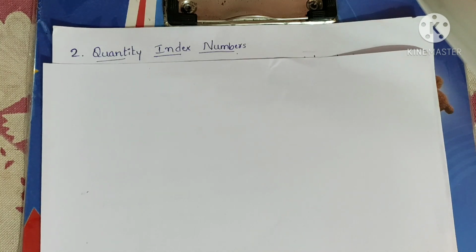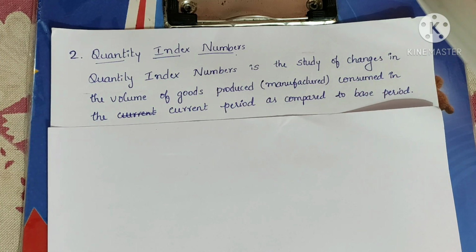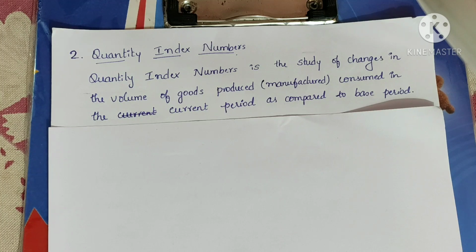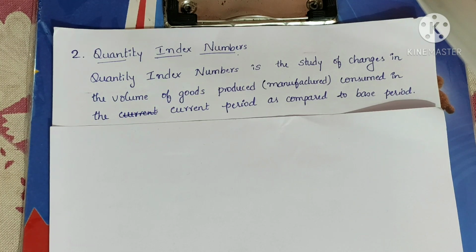Good morning, dear students. In this class, we will be studying quantity index numbers. Now, what is a quantity index number? Quantity index numbers are the study of changes in the volume of goods produced, manufactured or consumed in the current period as compared to the base period.